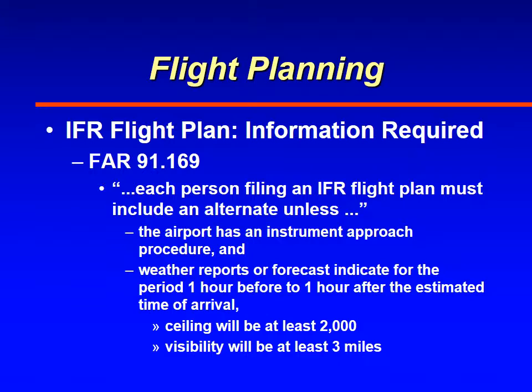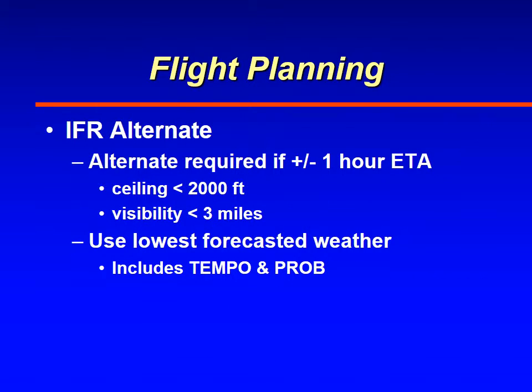get to your alternate, unless your destination, your first airport, has an instrument approach procedure and the weather reports or forecasts indicate for an hour before to an hour after the estimated time of arrival, the ceiling is at least 2,000 feet, 2,000 or greater, and the visibility is at least 3 miles, 3 miles or greater. So this is your 1, 2, 3 rule. 1, 2, 3: 1 hour before to 1 hour after your estimated time of arrival, the ceiling needs to be more than 2,000, 2,000 or more, and visibility needs to be 3 miles or more.